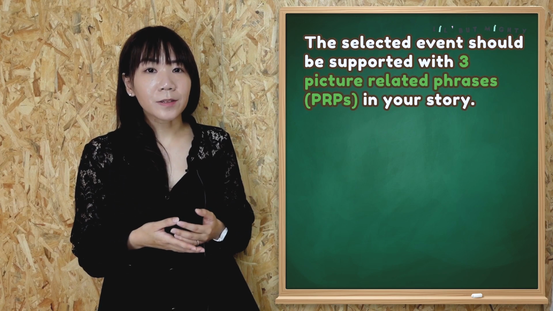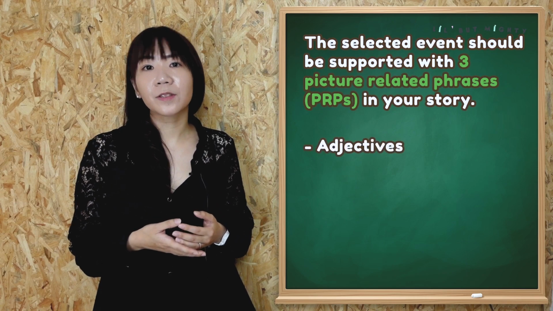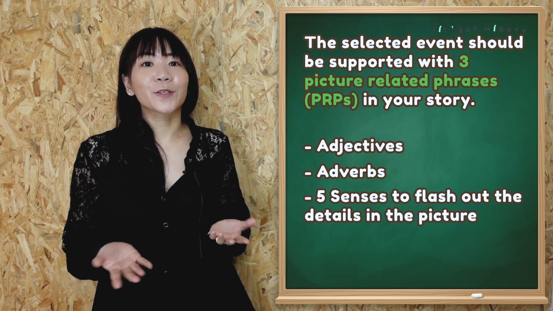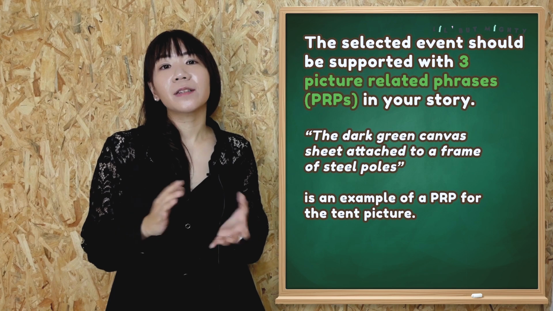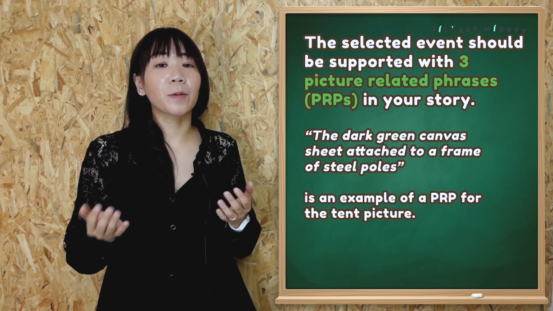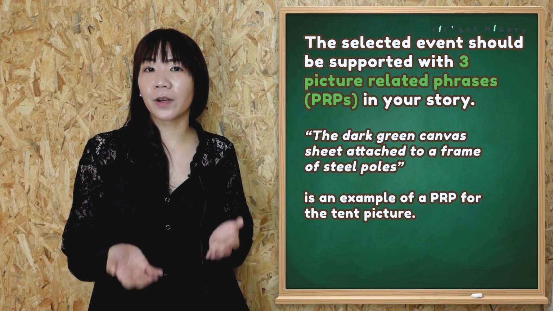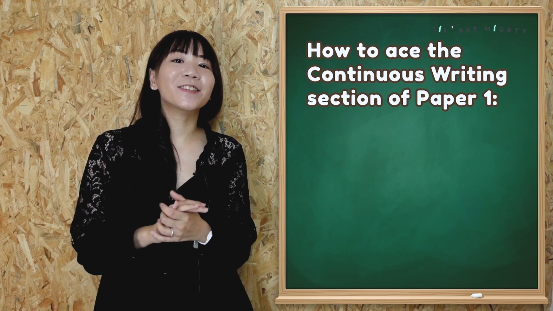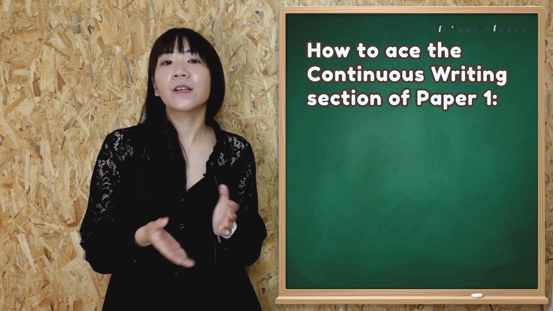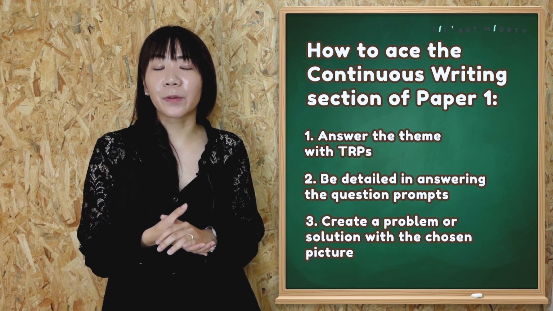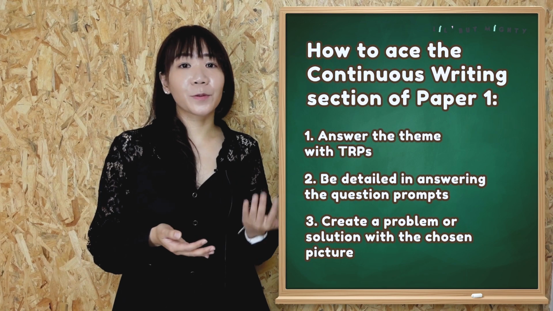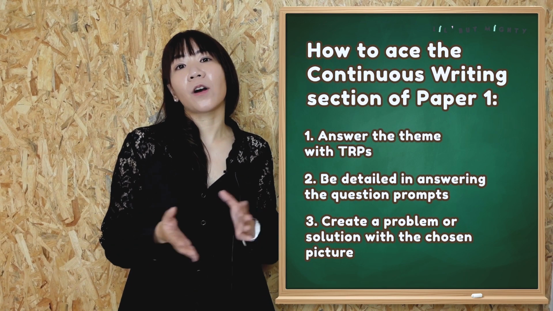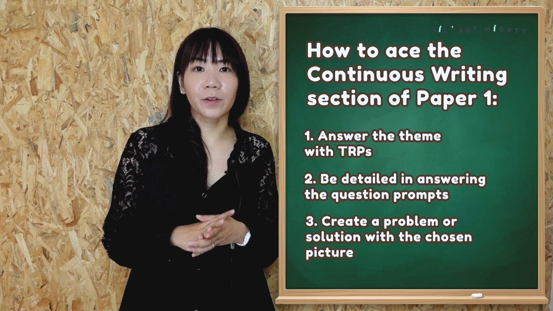To form PRPs, you should consider using adjectives, adverbs, or even 5 senses to flesh out the details in the picture. The dark green canvas sheet attached to a frame of steel poles is an example of a great picture-related phrase for the tent picture. Before I end this video, I'd like to share that this checklist should be used right after you plan and before you commence writing. It is a way for you to check that you have stayed relevant to the topic and that you have a clear idea of what you should prioritize in your story.